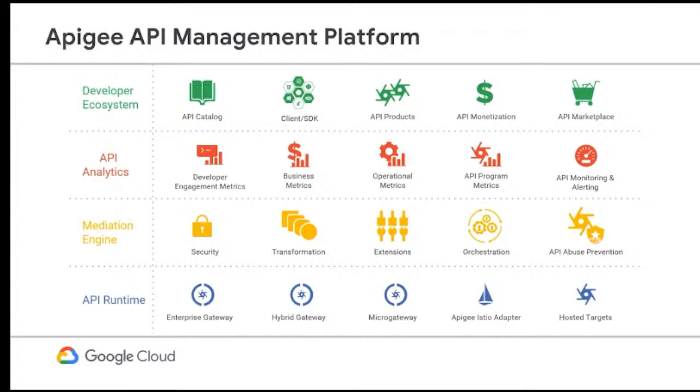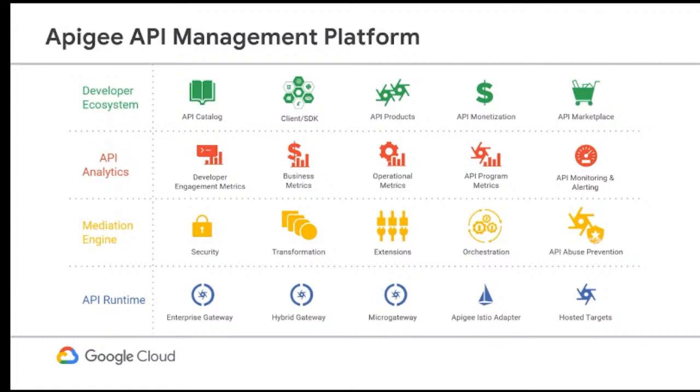Then APG has an Istio adapter. Istio is a microservices management platform, a different technology altogether. APG has provided a kind of integration with it, so you can easily integrate with Istio based microservices.